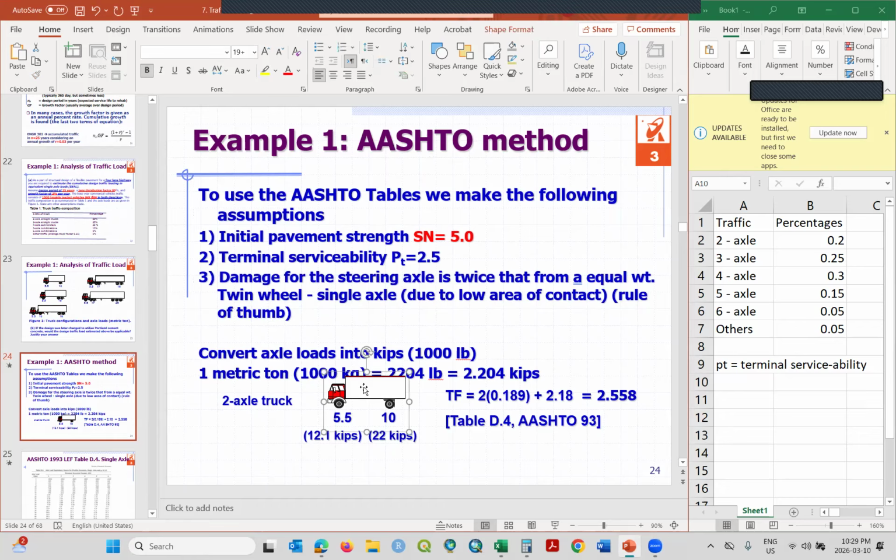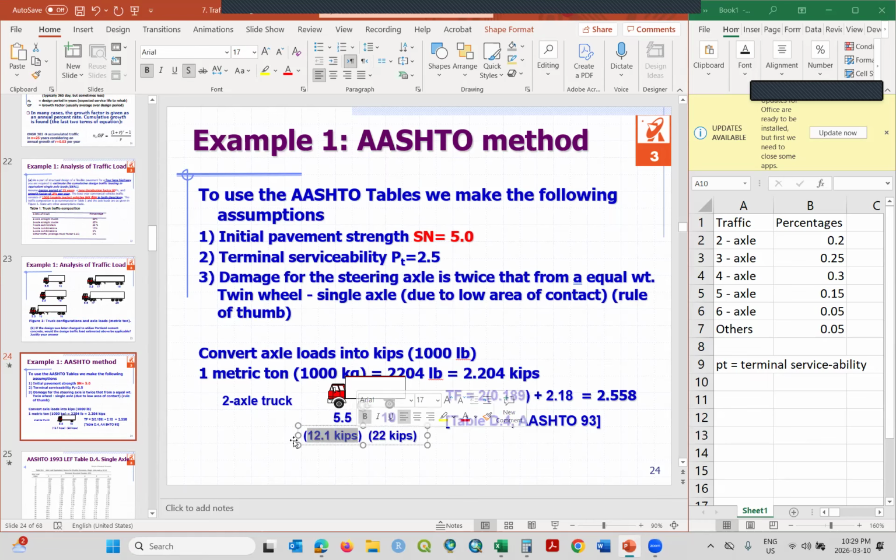Okay, so with that in mind, we're gonna convert our truck, in pounds or in kilonewtons, up to you. Our two-axle truck is gonna have 12.1 kilopounds and 22 kilopounds. And so we're gonna go into the table and see how much damage this truck produces. So we need to get the truck factor for this thing.